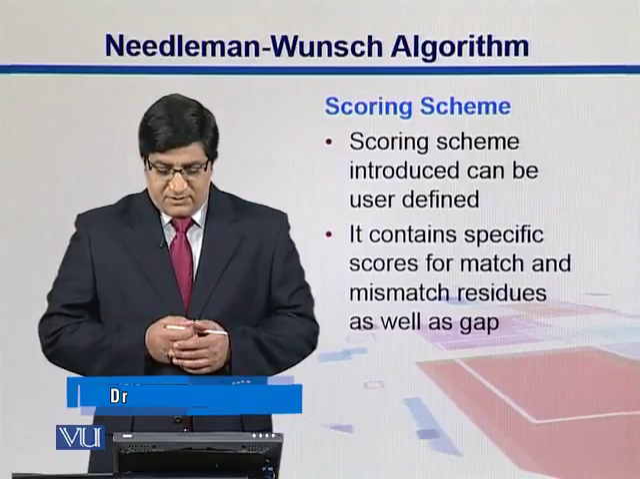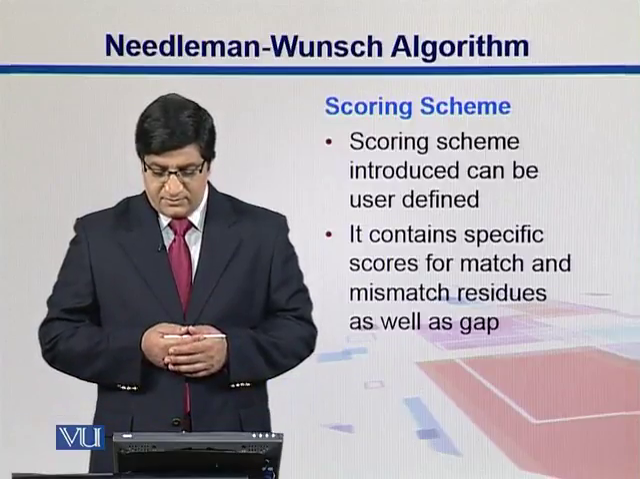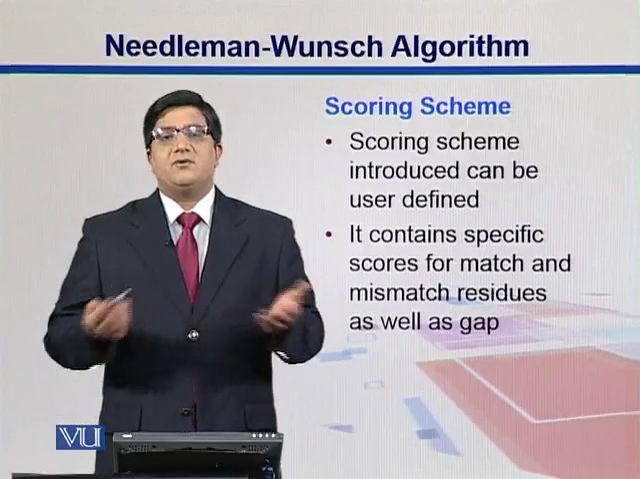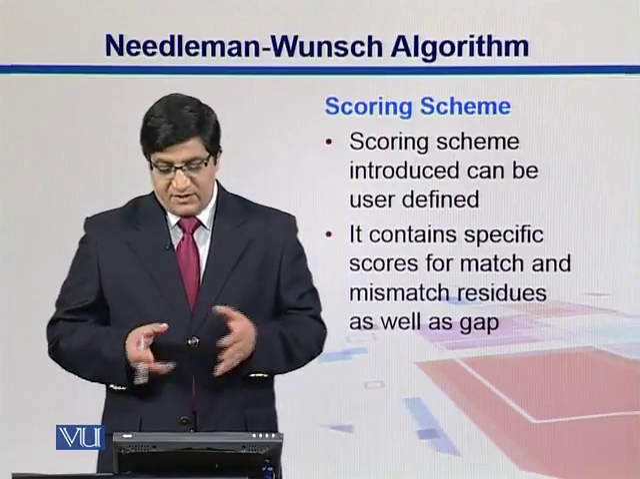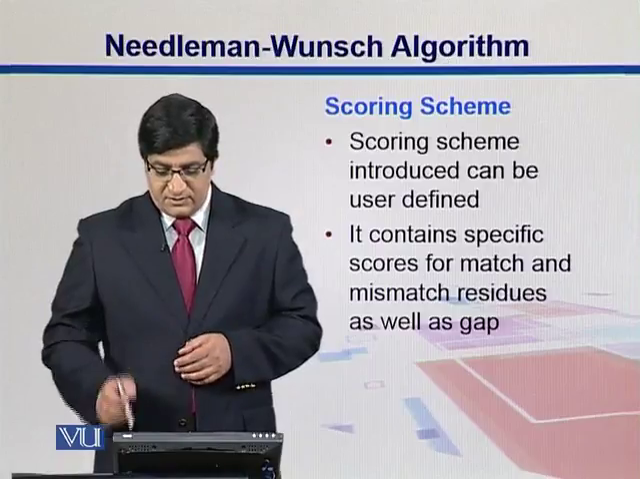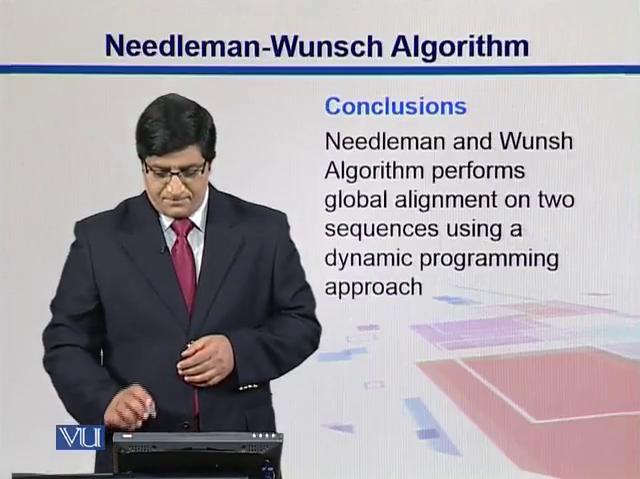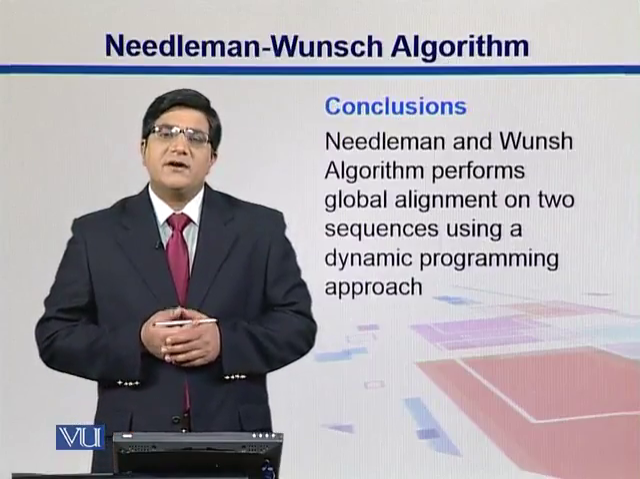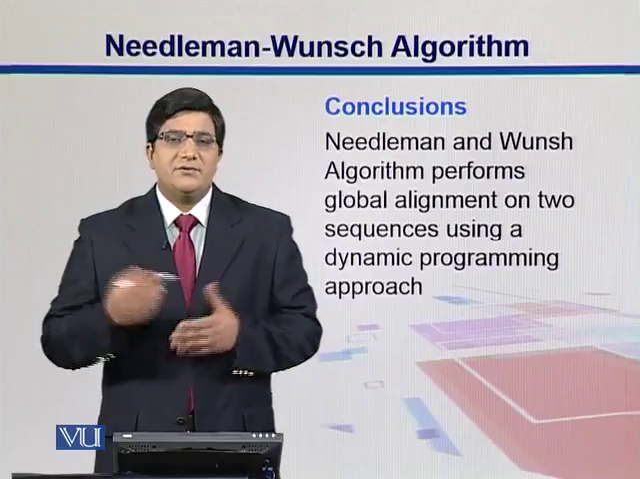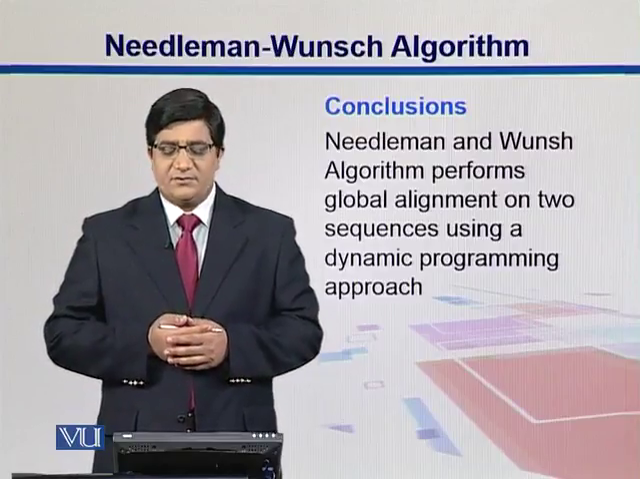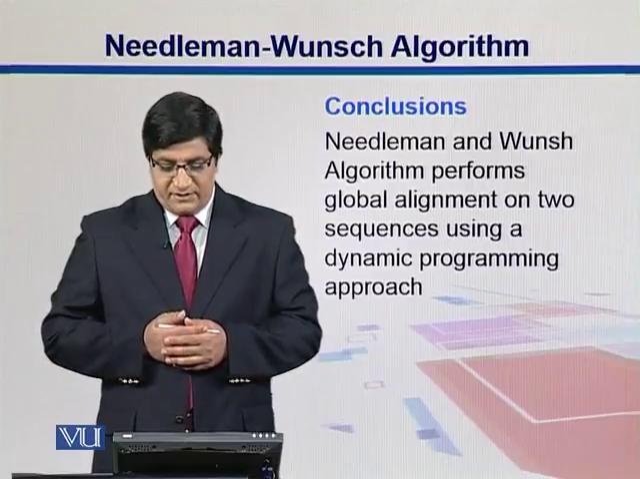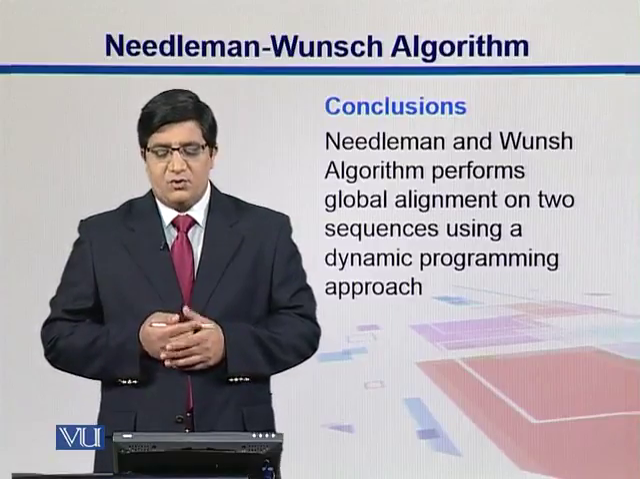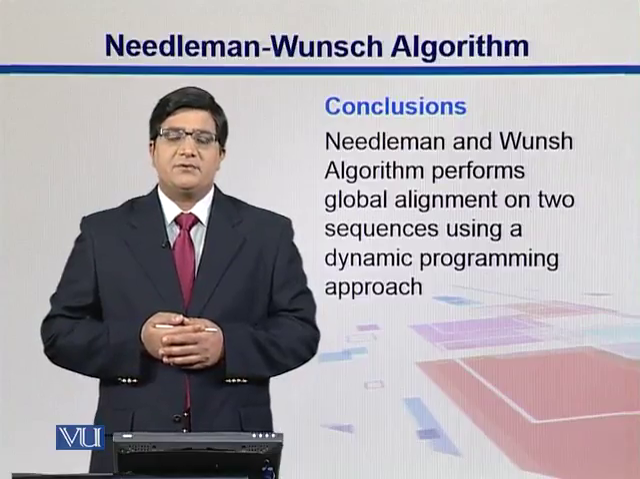The scoring scheme can be user defined. Sometimes we can have our own scoring scheme: we can give some score to the match and mismatch, and we can also fix scores for the residues. We can also derive our scores by using substitution matrices, so that depends. In this section we have seen that the Needleman-Wunsch algorithm performs global alignments using a dynamic programming approach.